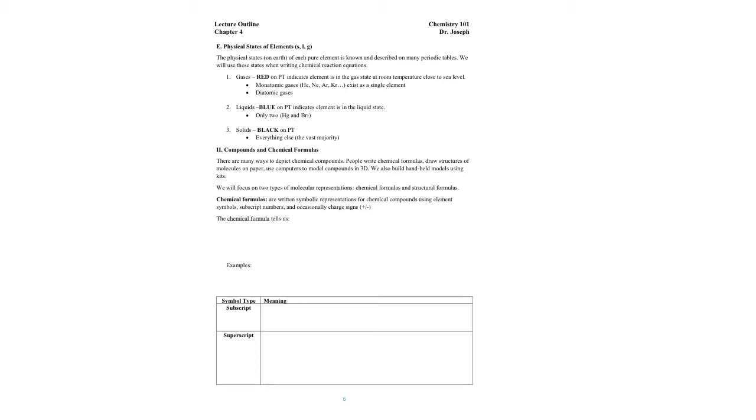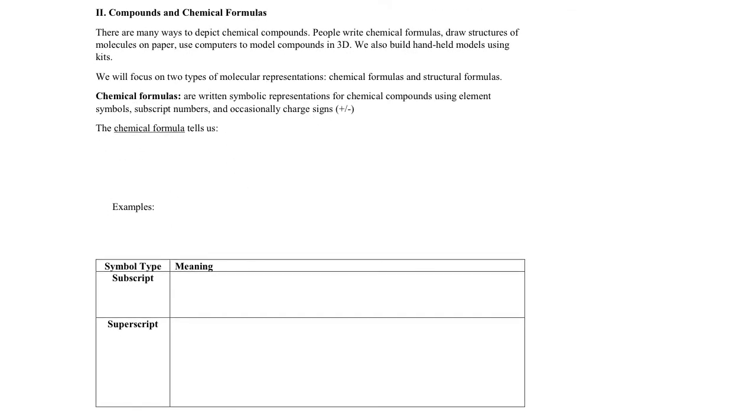Welcome back, everyone. I'm here on page 6 of the Chapter 4 lecture note outline, and we're here in part 2, where we're about to start talking about compounds, chemical formulas, and then start learning about how to name chemical compounds. So let's start here with the section about chemical formulas.